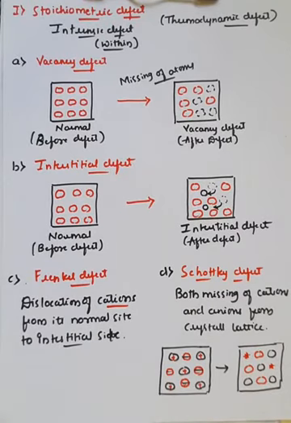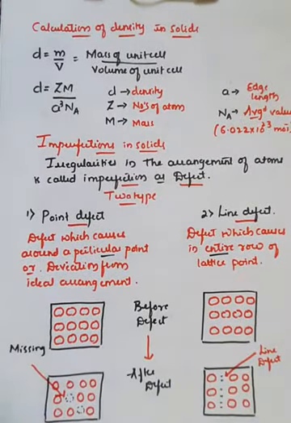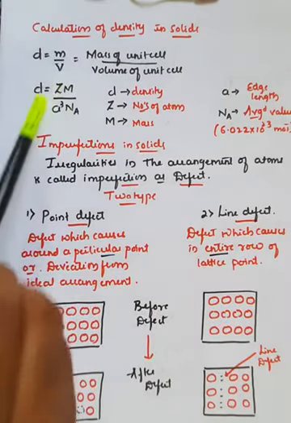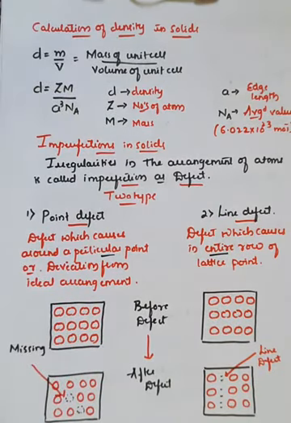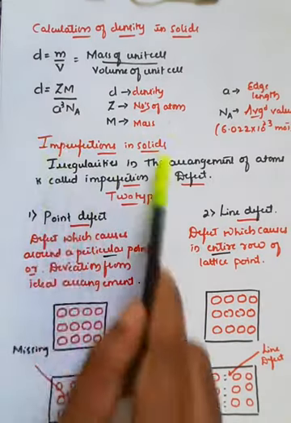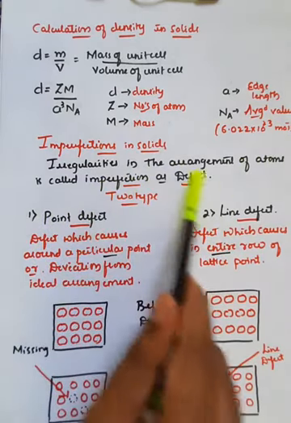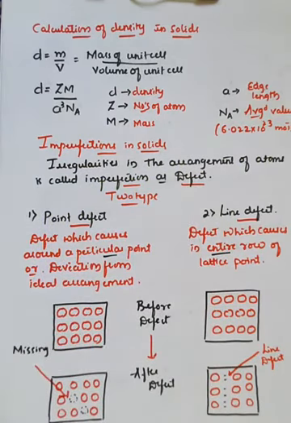So what we have learned today, the first one is calculation of density in solids. That is D is equal to M divided by V, which means D is equal to Z into M divided by a cube into Na. Further, we'll solve problems on these formulas. And further, we have seen the imperfection in solids, that is irregularities in the arrangement of atoms, generally called imperfection or defect. The main kinds of defects are two types.